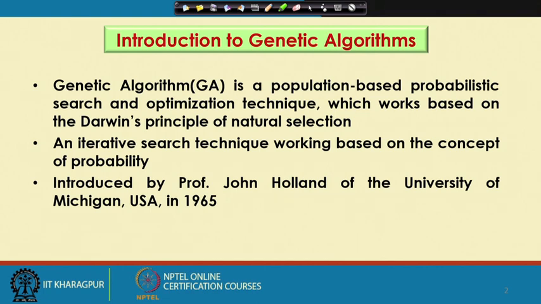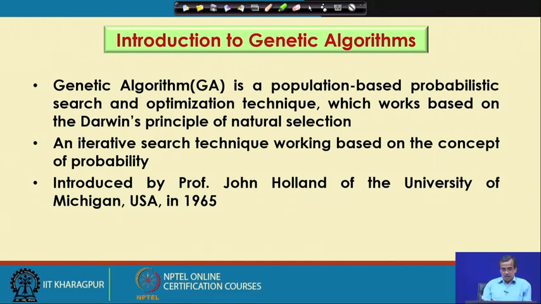The concept of GA was proposed in the year 1965 by Professor John Holland of the University of Michigan, USA.